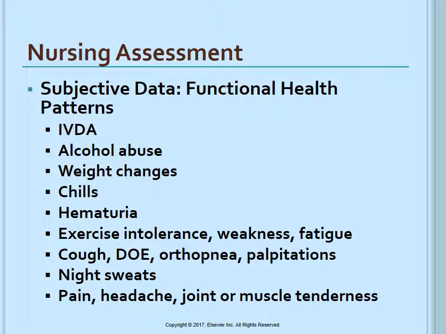Also obtain the following important health information related to pertinent functional health patterns. So, health perception, health management, any IV drug use, alcohol abuse, malaise, nutritional and metabolic: weight gain or loss, anorexia, chills, or diaphoresis. Elimination patterns: are they seeing any bloody urine? Activity and exercise.